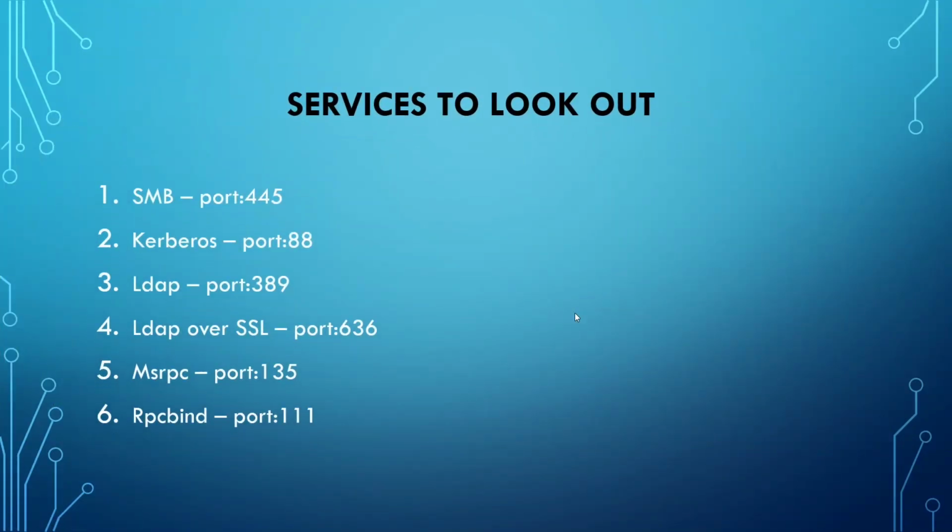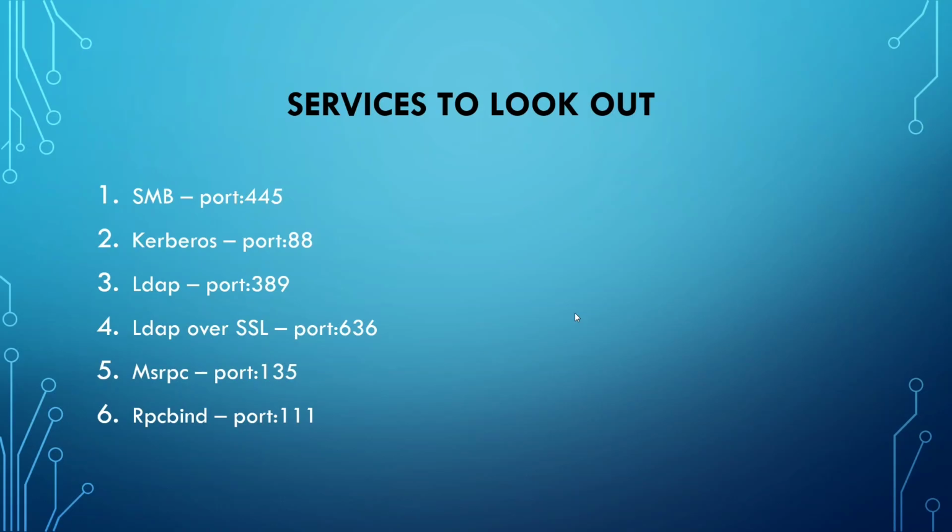Next, services to look out for. When we perform Active Directory enumeration, these are the services we have to look out for. First is SMB. SMB stands for Server Message Block. It is a network communication protocol used primarily for sharing files, printers, and other resources between the clients on the same network. It runs on port 445. We have to look out for it.